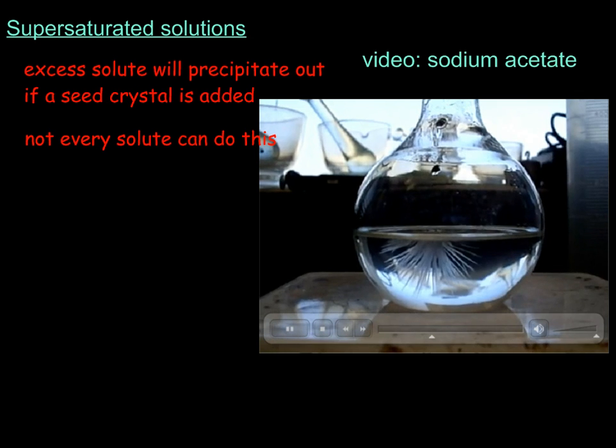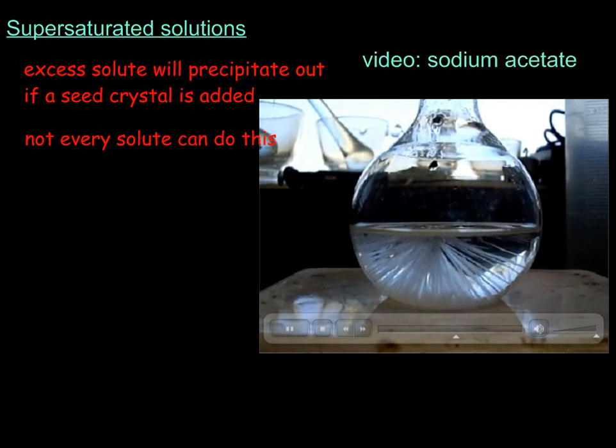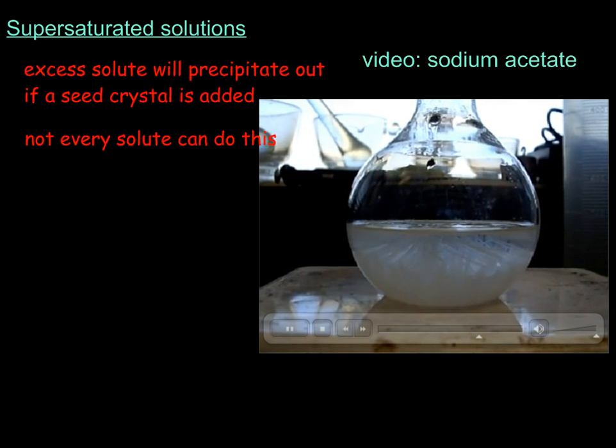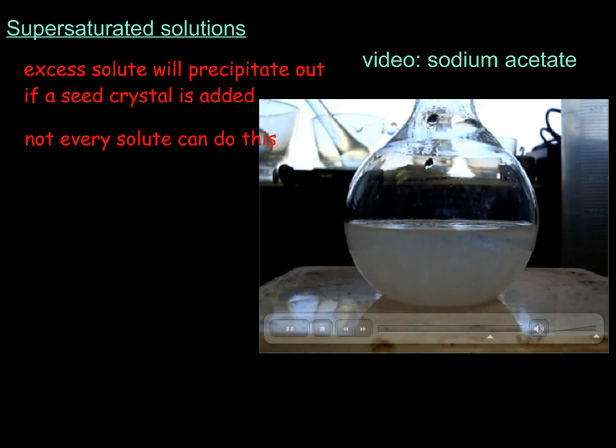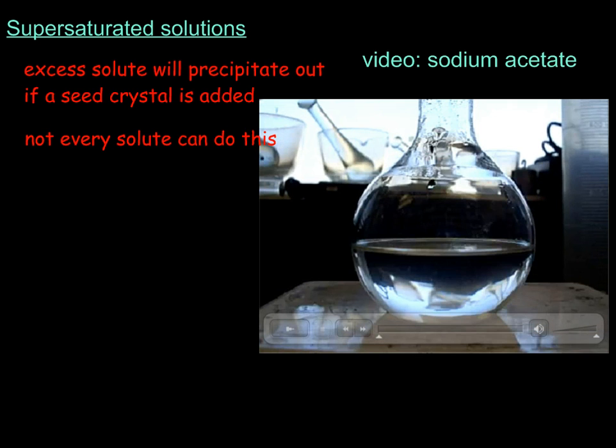Here we have a supersaturated solution where a seed crystal has been introduced, and it's not a stable solution, so as soon as you put the seed crystal in, all the excess solute precipitates out very, very quickly. Okay, this is a video of sodium acetate that has been made into a supersaturated solution. Not every solute can do this.